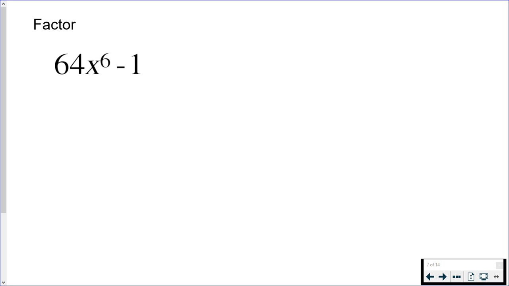I'm going to factor the binomial on the screen. And this is actually a difference of cubes because I am able to rewrite both of these terms as something to the third power minus something to the third power. So for the first term, 4 to the third power is 64. Now, if I have x to the sixth, that means I have x squared to the third power, which is what would get me that x to the sixth.